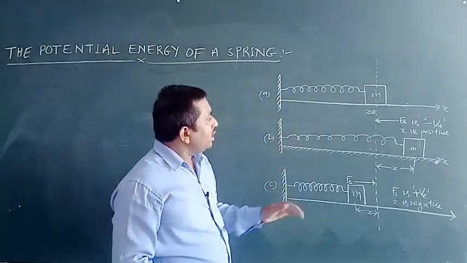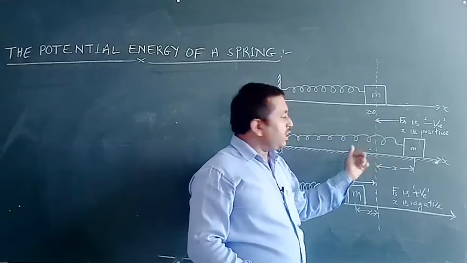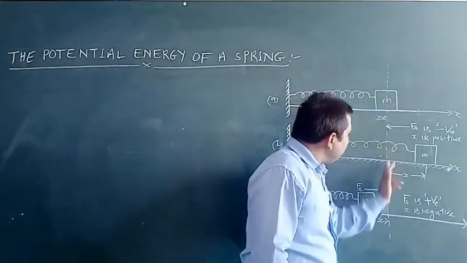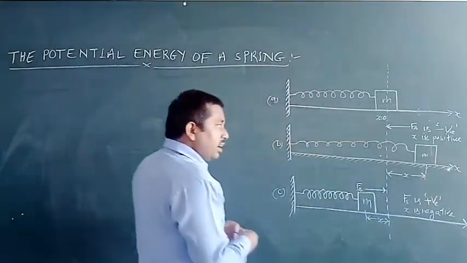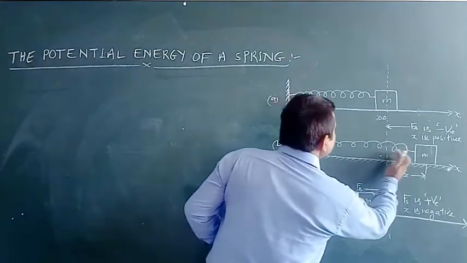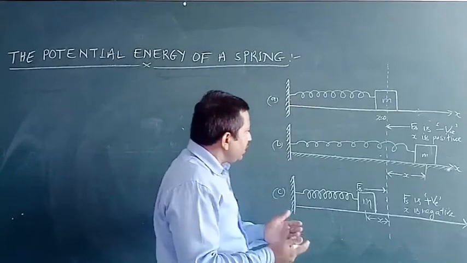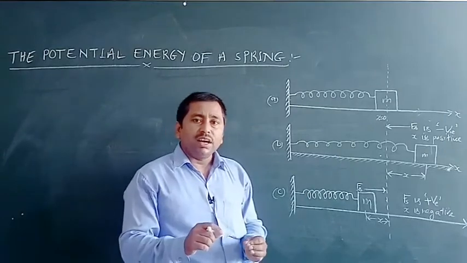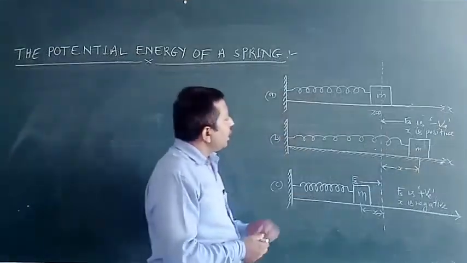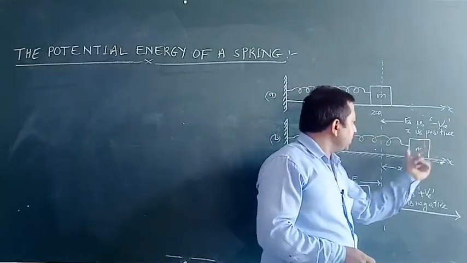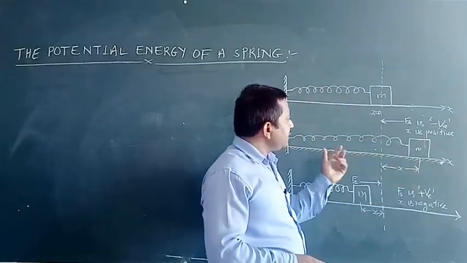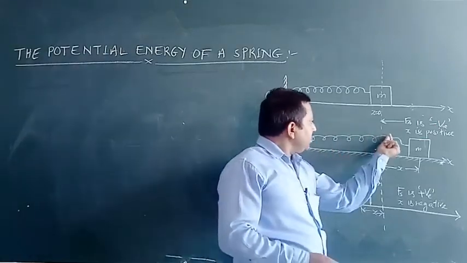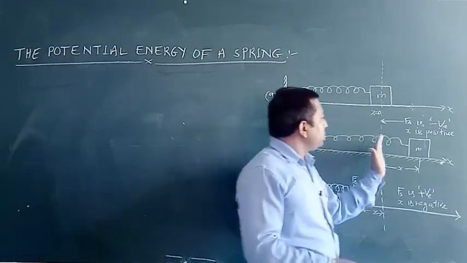If this mass object is pushed to the right side of its mean position, it is displaced from its mean position towards the right side. As the object is displaced to the right, the spring exerts some force on the object in the opposite direction, because the spring always opposes the motion of the object. As the object displaces from its mean position, there is a restoring force acting in the spring, and the spring force acts in the opposite direction to the displacement of the object.